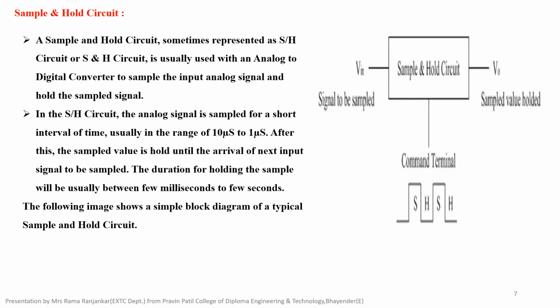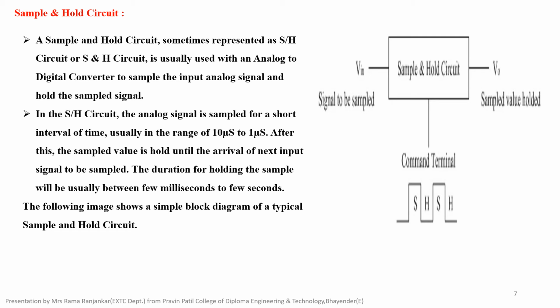Let's see the sample and hold circuit, sometimes represented as S by H. It is usually used with an analog to digital converter to sample the input analog signal and hold the sampled signal. In the sample and hold circuit, the analog signal is sampled for a short interval of time, usually in the range of 10 microseconds to 1 microsecond. After this, the sampled value is held until the arrival of the next input signal to be sampled. The duration of holding the sample is usually between a few milliseconds to a few seconds.